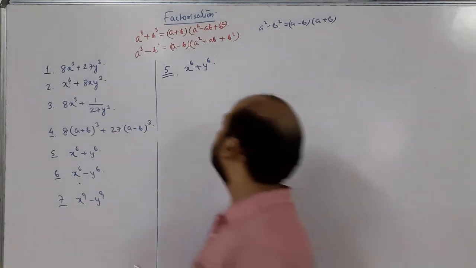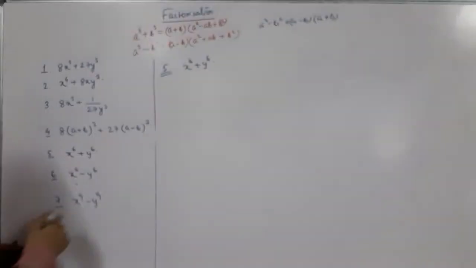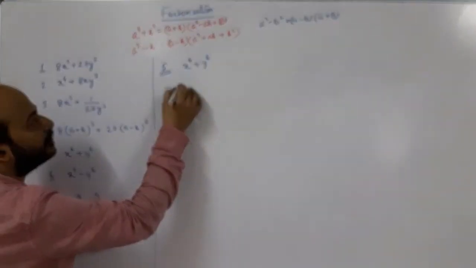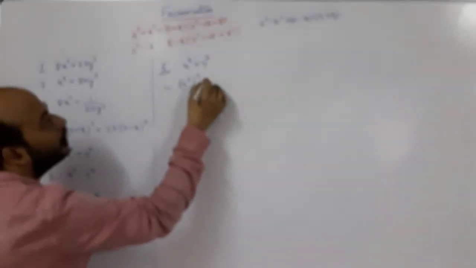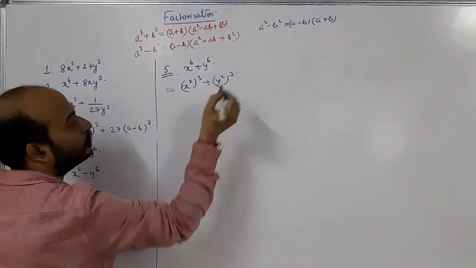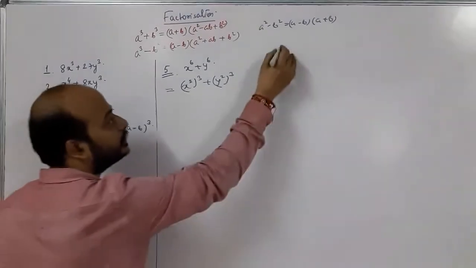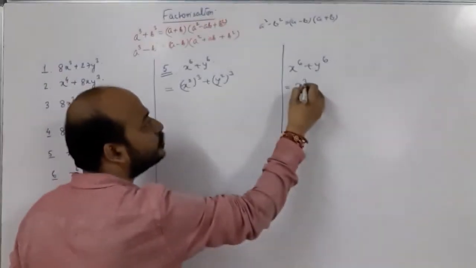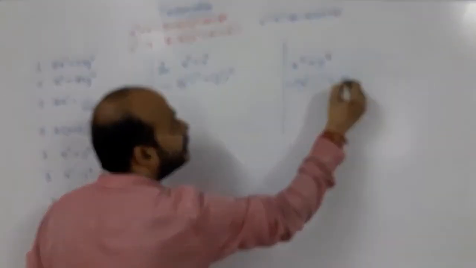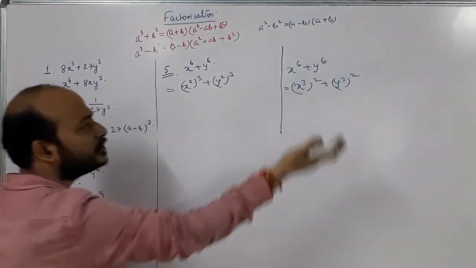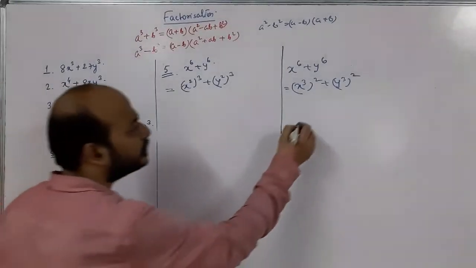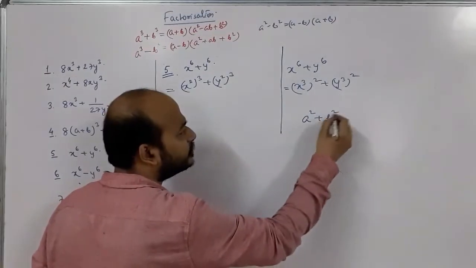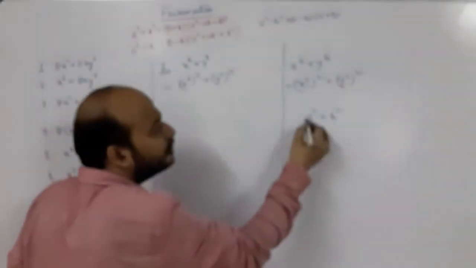Okay, now see this sum. Now this is x6 plus y6. Now I will convert this one into x square whole cube plus y square whole cube. Okay. Now try to understand, this x6 plus y6 we can also break in this way, x cube whole square plus y cube whole square. But what is the use of breaking it in this way? Because there is no factorizing formula for a square plus b square.